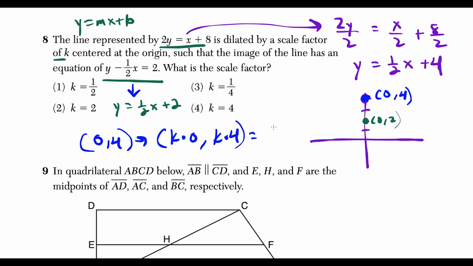So now we have to solve this equation for k. Well, k is not going to be obvious from the first point because the 0 and the x, it doesn't matter what k is, any number times 0 is 0. But if I have 4 times k equals 2, that tells us that k is equal to 1/2. So k equals 1/2 corresponds to choice 1.